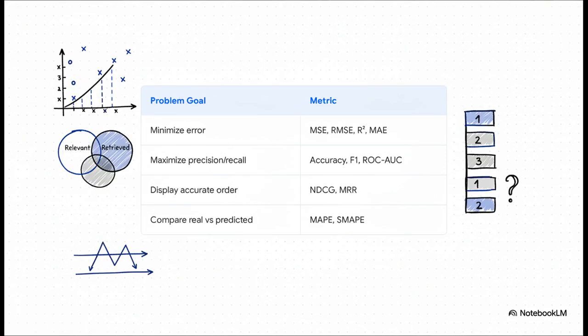So you've picked a model, great, but how do you know if it's any good? Your choice of metric literally defines what good means. If you're predicting stock prices, you want to minimize your error, so you'll look at something like mean squared error. But if you're building a search engine, the order of the results is everything. That's where a metric like NDCG comes in, which is designed specifically to measure the quality of a ranked list. Choosing the right metric makes sure you're actually solving the right problem.